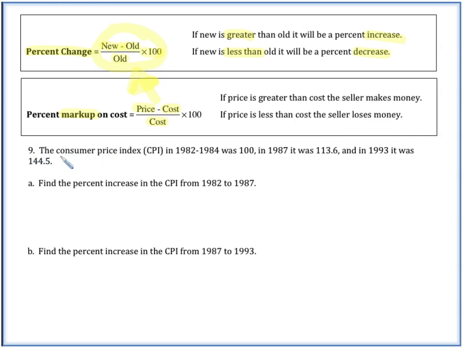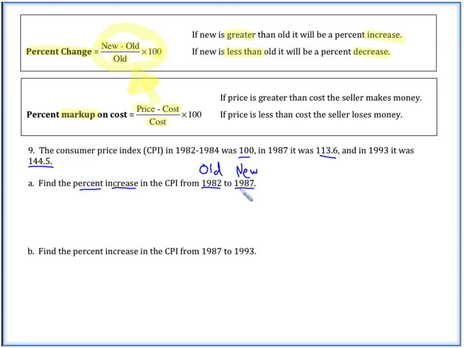So let's try an example. Number 9, the Consumer Price Index, CPI, in 1982 to 1984 was 100. In 1987, it was 113.6, and in 1993, it was 144.5. The question says, find the percent increase in the CPI from 1982 to 1987. So we want to use this new minus old over old to find our percent increase. Looking at these two dates, which is newer? Well, the newer date is 1987 and the older date is 1982.